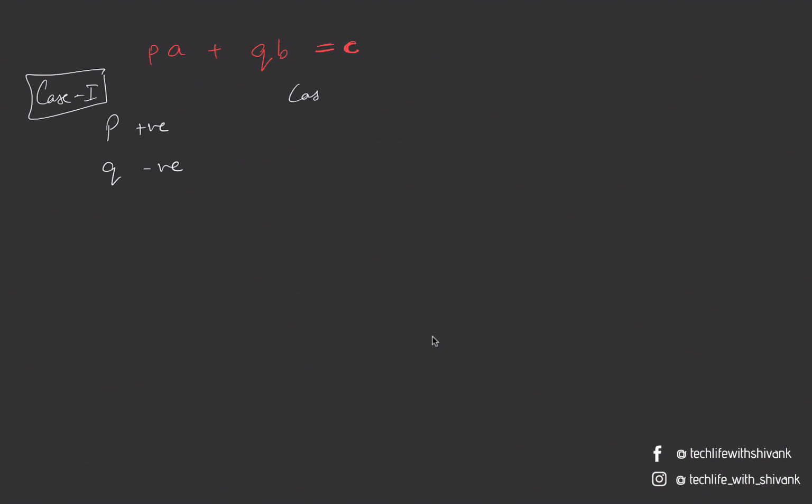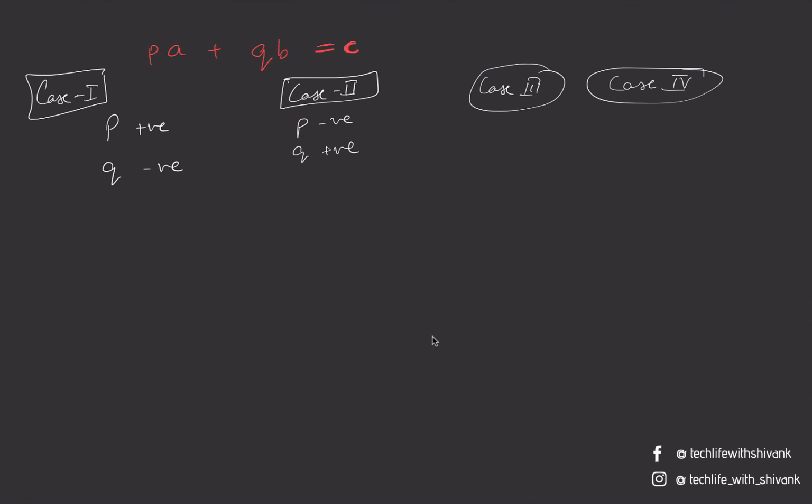So the case 2 is when P is negative and Q is positive. Here we are removing from B again and removing from A again and again and pouring into B again and again. And the other two cases are invalid. Case 3 and case 4 are invalid, where P is negative and Q is negative, which means C is negative, but C can't be negative. So this case is not valid.